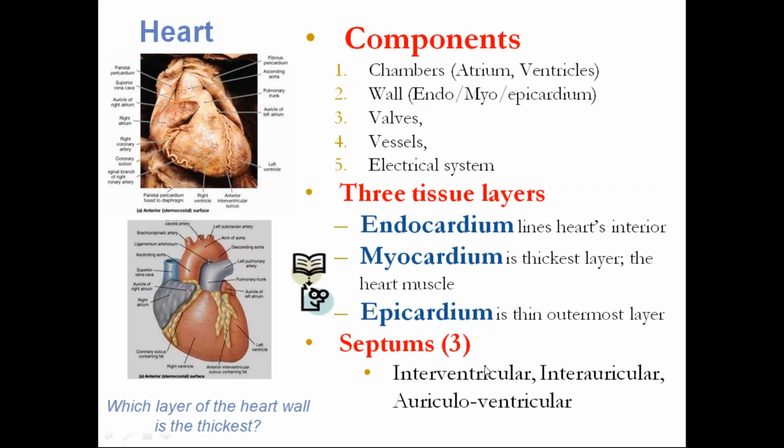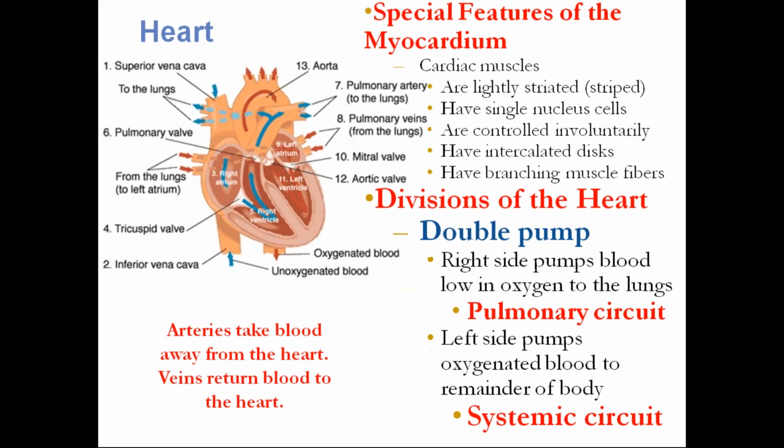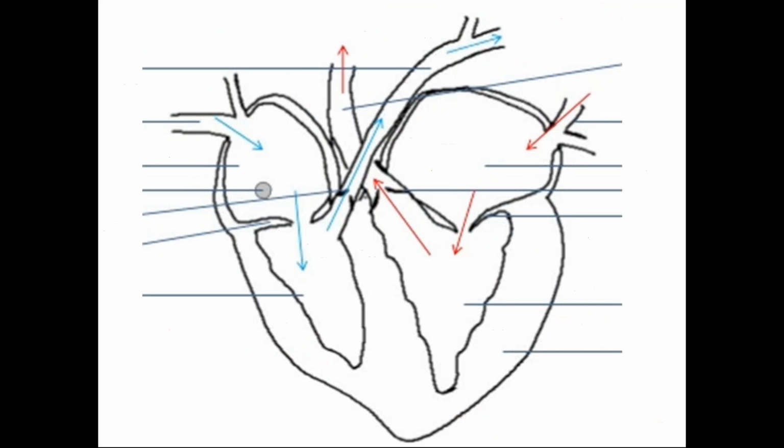All right, so let's keep going here. We have the septums. What are the septums? Septums are actually the walls of the heart. For example, in this picture, we have a septum. Here we have the ventricular cavity, and we have the atrial cavity, and here is a septum.